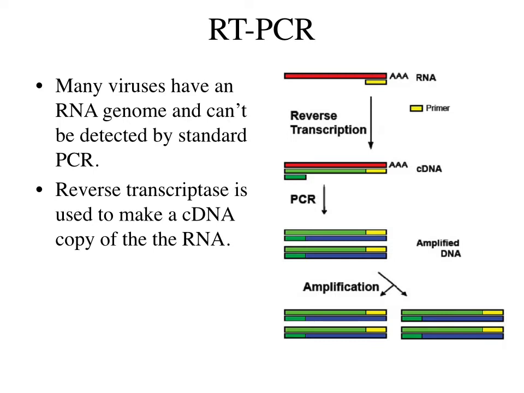To make a DNA copy of the RNA, we need to add in another enzyme and another preceding step to the PCR process. That enzyme, the reverse transcriptase, or RT, is added in a step called reverse transcription. The addition of the RT step changes the naming technique from PCR to RT-PCR.